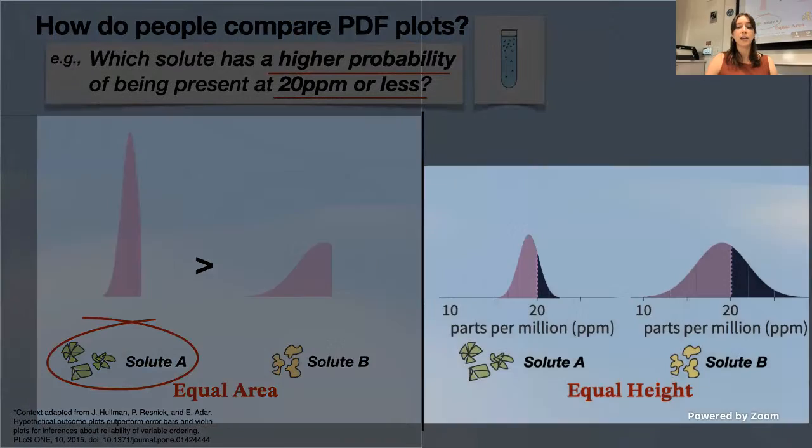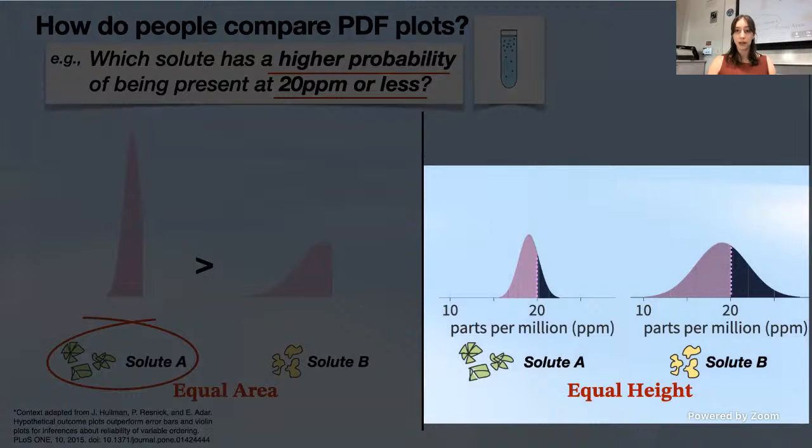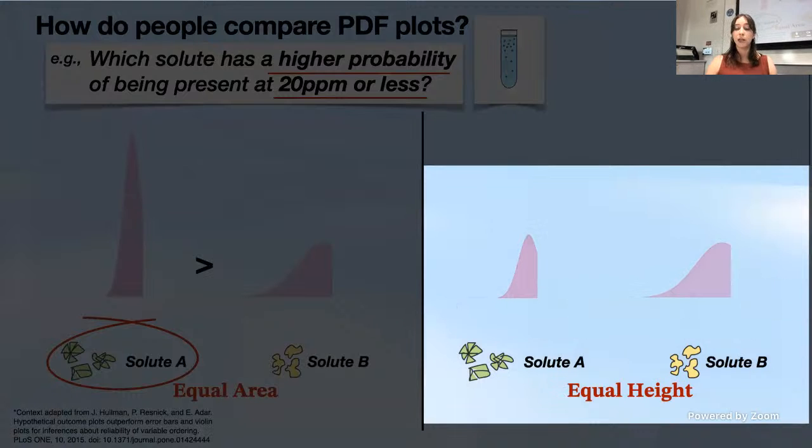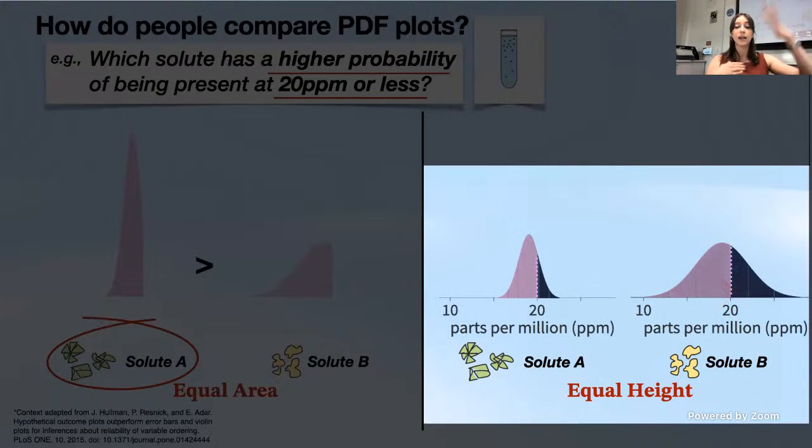If we wanted to do the same thing with our equal height PDFs, it's a bit more complicated. If we just compare the two solutes' partial areas under the curve, we'll find that solute B is the right answer, and that will be incorrect. So in fact, we have to go back and actually recognize that now that we've scaled down solute A, we have to look at a proportional area comparison.